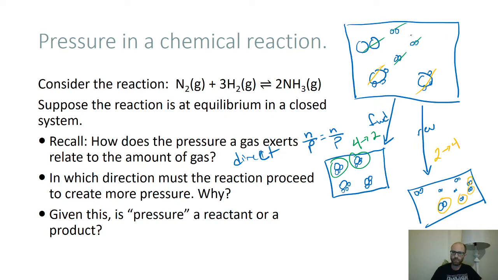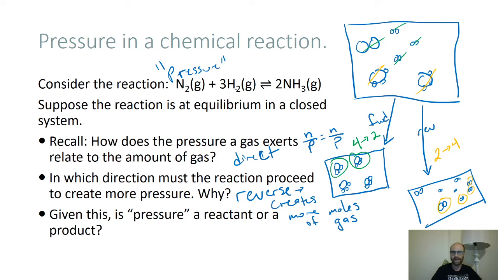Well, if we wanted to make more pressure, we should actually proceed in reverse, because it creates more moles of gas. I think every time it proceeds to the left, we're going to get pressure as an output product. So I kind of think if we're going to put the term pressure, it would be on the side with the larger number of particles. The more that reaction happens, the more pressurized the inside container gets.